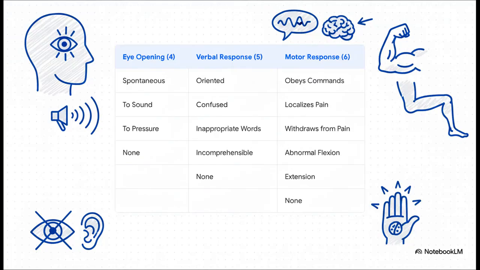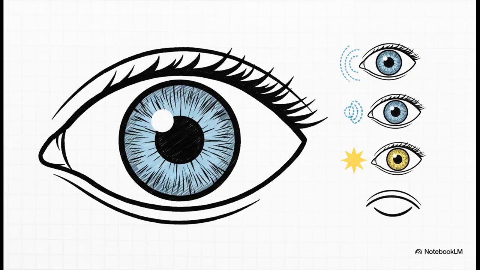And here it is, the Glasgow Coma Scale, or GCS. You really have to know this inside and out. It's basically the universal language for assessing a patient's level of consciousness. It takes something complex and boils it down into three key responses. First thing we check is eye-opening. This ranges from a 4, meaning their eyes are open on their own, all the way down to a 1, where there's no response at all, not even to pain. It's our first big clue about their level of arousal.